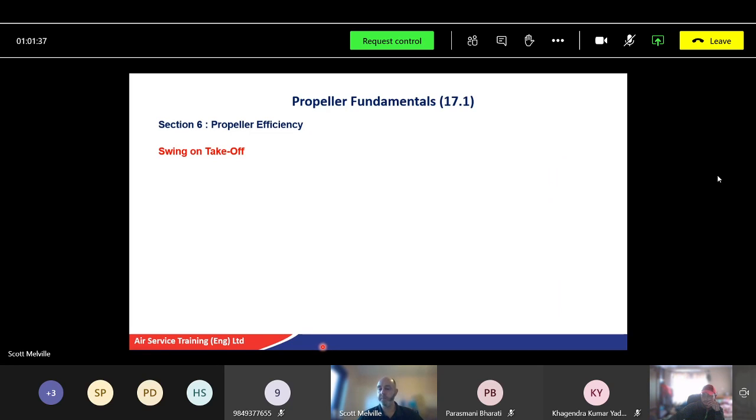Okay, let's move on then. We're going to look at what's called swing on takeoff. Now, we spoke yesterday about the opposite effect of the engine, the engine rotating one way, so it's trying to rotate the aircraft the other way.